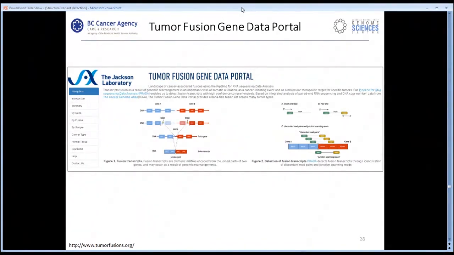datasets using Prada and have put them into a database, which is a very nice interface where you can look specifically for your gene of interest, you can look at your fusion of interest, you can look by TCGA sample. It's a really nice interface to do some digging further into your gene fusion of interest.